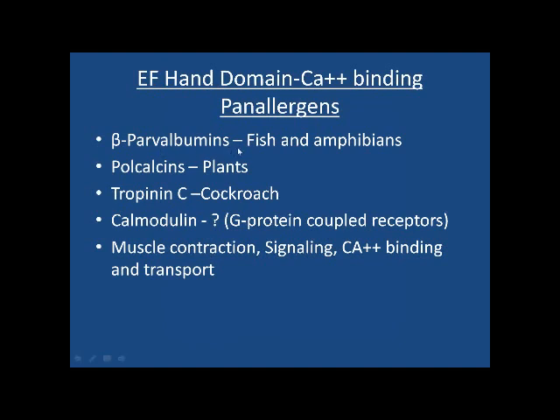Now, beta parvalbumins in fish and amphibians, but the polcalcins have a sort of similar function, but they're in plants. But there are these EF-hand domain proteins that bind calcium, including troponin C and calmodulin. Calmodulin's definitely involved in all the G protein coupled receptors. And these things are, in general, involved in muscle contraction, signaling, calcium binding, transport, and calcium influx is really one of the things that we recognize as turning on a lot of functions in cells.